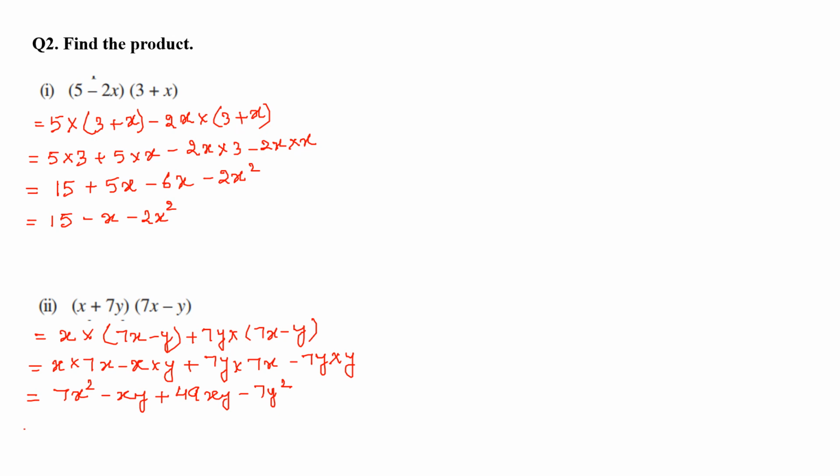And again combine the like terms. So minus xy and plus 49xy. So here minus xy means here it is minus 1. So minus 1 plus 49 will give plus 48. So 7x square plus 48xy minus 7y square. So this is the product of the second question.